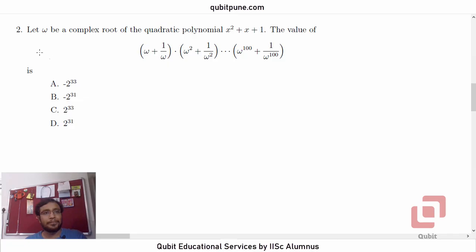Let's now go to question 2 on complex numbers. Let omega be a complex root of the quadratic polynomial x squared plus x plus 1. The value of (omega plus 1 upon omega) into (omega squared plus 1 upon omega squared), so on till (omega raised to 100 plus 1 upon omega raised to 100) is, and we have got 4 options A, B, C, D.